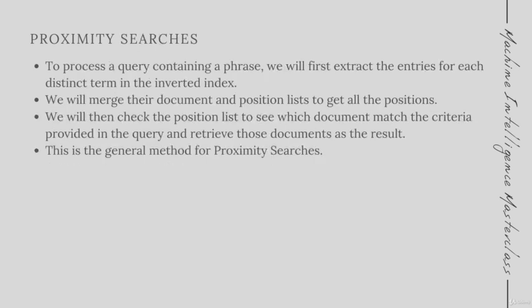To process a query containing a phrase, we will first extract the entries for each distinct term in the inverted index. We will then merge the document and position lists to get all the positions. We will then check the position list to see which documents match the criteria provided in the query and retrieve those documents as a result. This is the general method of proximity searches.